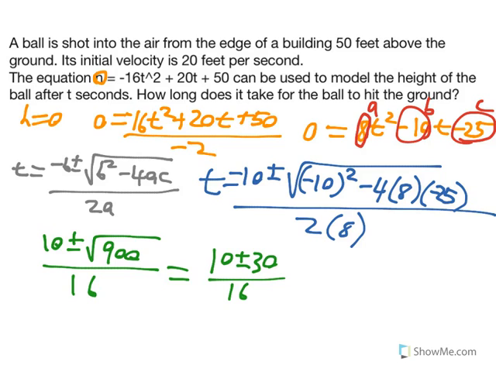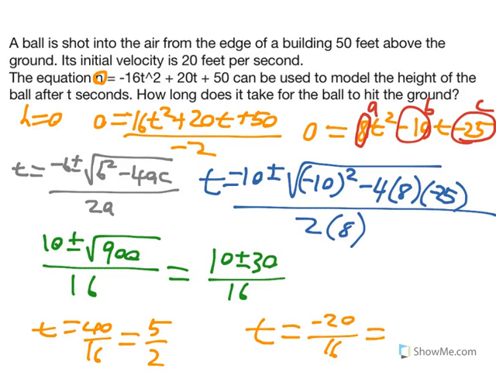So when we do 10 plus 30, we get 40 over 16, which will simplify to 5 halves. And when we do 10 minus 30, we're going to get negative 20 over 16, which simplifies to negative 5/4. But since we're not going back in time, we're not going to use negative 5/4 because there's no such thing as negative time here. So our real answer is 5/2 seconds.